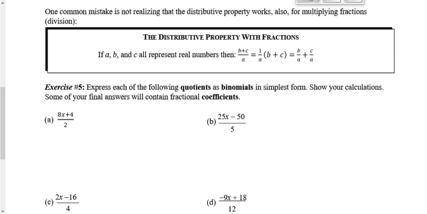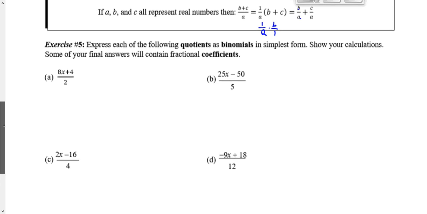And then when I distribute this through, let's do 1 over a times b. Remember, I could write anything over 1. When you multiply fractions, we go across the top and across the bottom. What's 1 times b? b. a times 1, a. See how it works? So you get b over a plus c over a. All right, so we'll use this and apply it to these problems here.